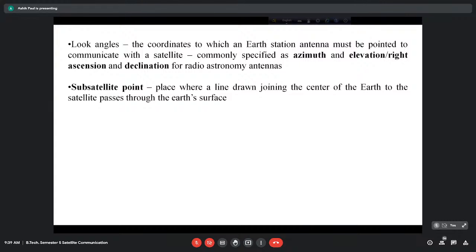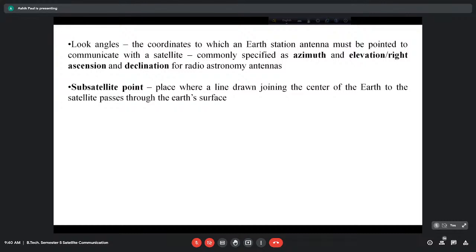Look angles. That means the direction in which my antenna should look. By looking, we actually mean looking for radio signals, not optical. So the coordinates could be a pair like azimuth and elevation, or right ascension and declination. But right ascension and declination is commonly used for radio astronomy applications, not so much for satellite communication.